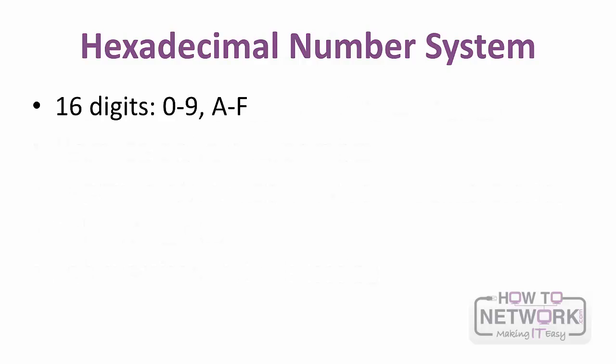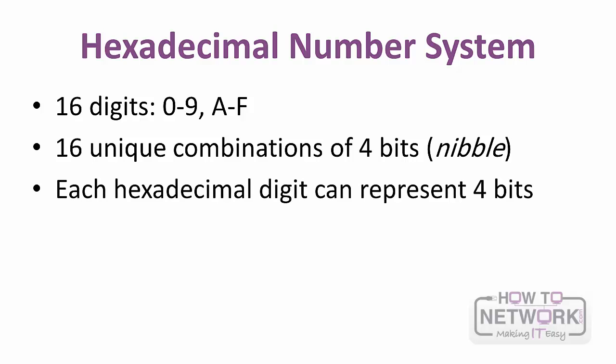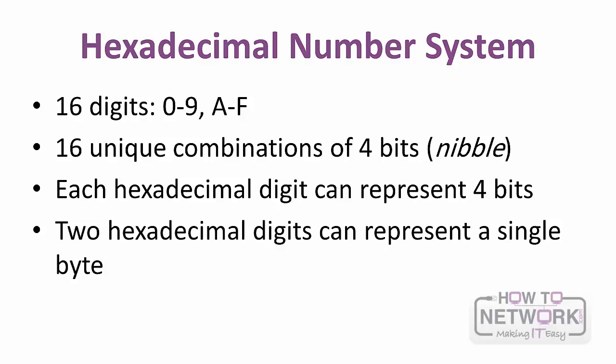The hexadecimal number system has 16 digits, 0 through 9 and A through F. There are 16 unique combinations of 4 bits, which is half of a byte and is also known as a nibble. So, any 4 bits can be represented as a single hexadecimal digit. Because one hexadecimal digit can represent 4 bits, this means that 2 hexadecimal digits can represent a single byte.